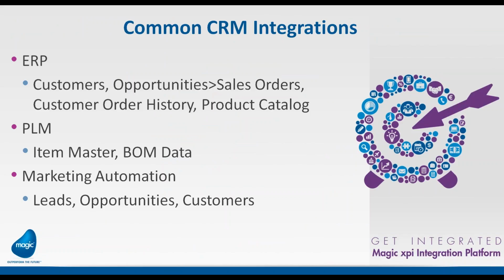So some of these common CRM integrations, obviously, are to ERP. We're talking a lot today about SAP and SugarCRM and how to integrate those together, where you have customers and opportunities that need to correlate to sales orders, customer order history, and product catalog information. Product lifecycle management systems also generate a lot of integration needs, where the item master and the bill of materials data are relevant to the CRM systems and products that salespeople are selling. Marketing automation systems like Marketo and others also deal with leads and opportunities and customers.